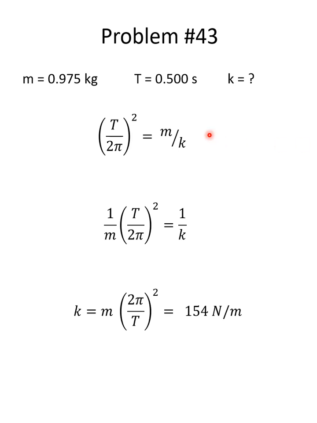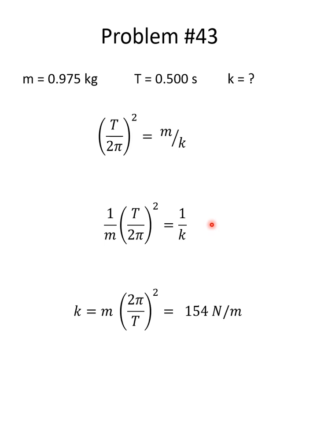There it is again. Let's get rid of that m by dividing both sides by m. So 1 over m times (T over 2 pi) squared equals, and we're left with 1 over k. Be careful with the algebra: that k was in the denominator, so you can't just wipe away the m and be left with a k. You're left with 1 over k.